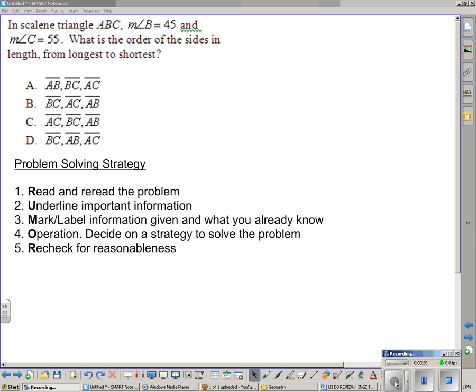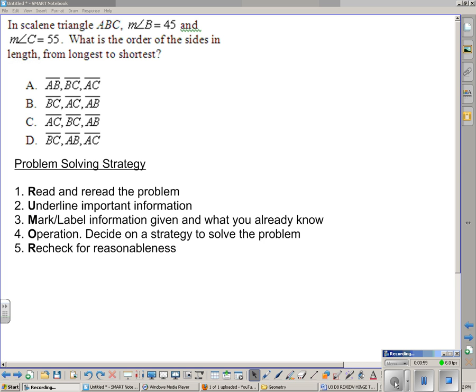So the first letter R is read and reread the problem, and the second one, underline important information. We are going to first read the problem straight through, and then we're going to reread the problem for a second time, this time looking for important information to underline. So, in scalene triangle ABC, the measure of angle B equals 45, and the measure of angle C equals 55. What is the order of the sides in length from longest to shortest?